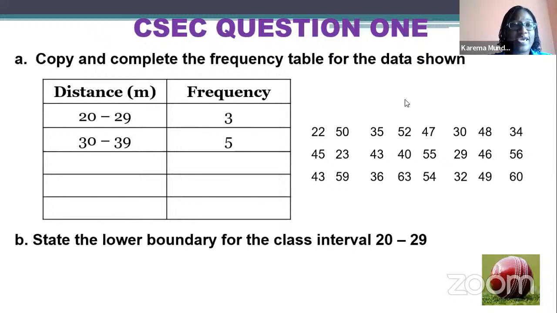Following through with our interval, we had 20 to 29 meters, then we had 30 to 39 meters. What would be the other intervals that we need to complete the first column? You may type in the chat, or you can raise your hand and unmute once you're identified. All right, Dexton is quick out of the blocks. He has 40 to 49, beautiful. 50 to 59. I do believe there's one more.